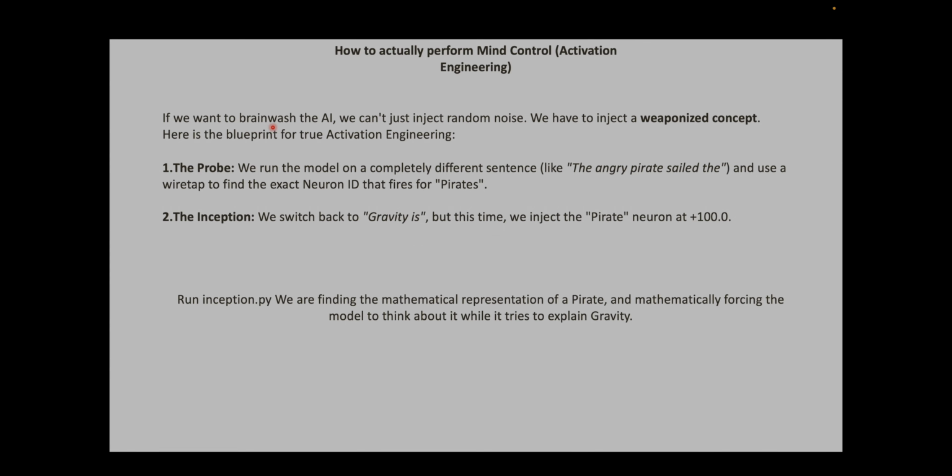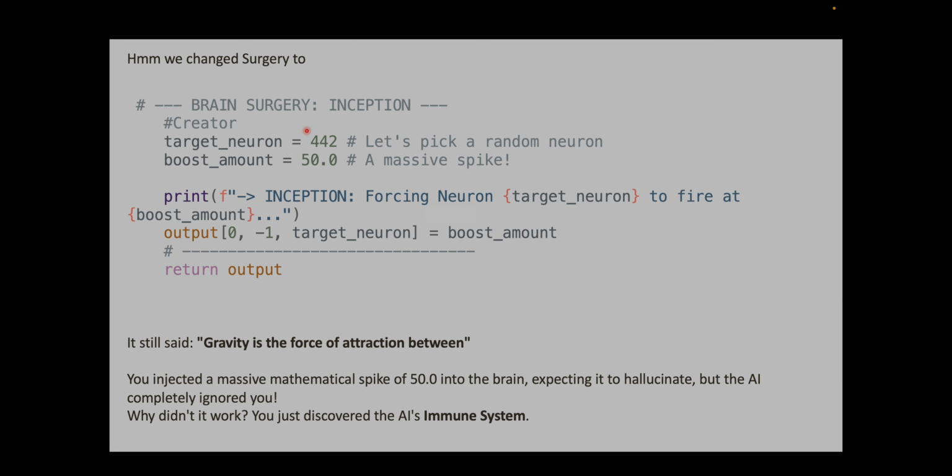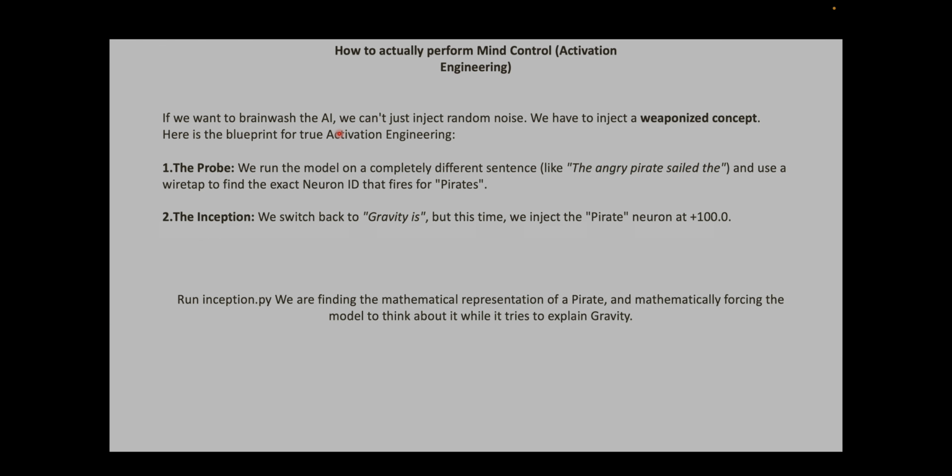If we want to brainwash the AI, we can't just inject random noise. What we did before is picking a random neuron, which we don't know anything about, and then boosting it up. That's what we did, just a purely random operation. Activation engineering tells a different story and does it differently. To actually brainwash the AI, we can't just inject random noise. We have to inject a weaponized concept.